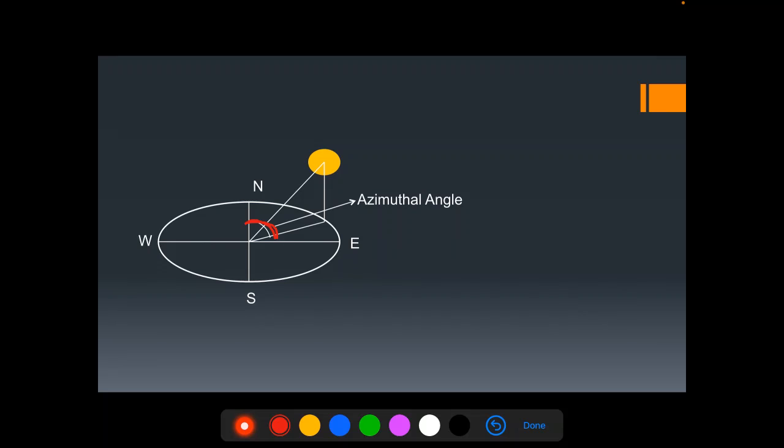So what is this angle? It is the angle between the celestial body and the north, which is measured clockwise around the observer's horizon. Okay, an observer is observing from here to this star. Now the angle made between the celestial body and the north. So this is the celestial body which is being observed, and this is the north of the observer. The angle made by the celestial body and the north, measured clockwise around the observer's horizon, is called the azimuthal angle.